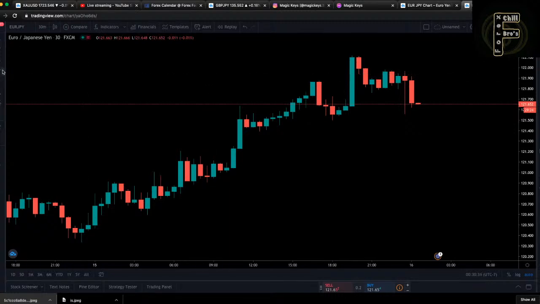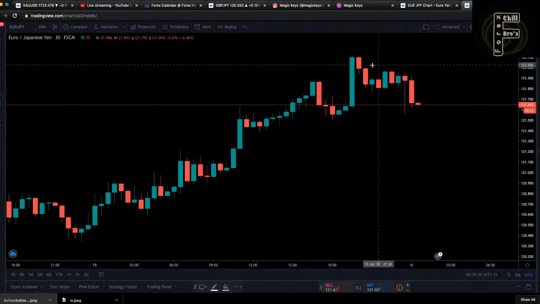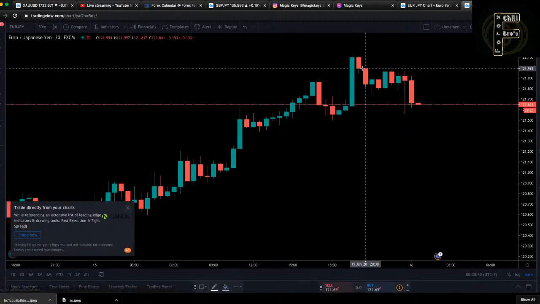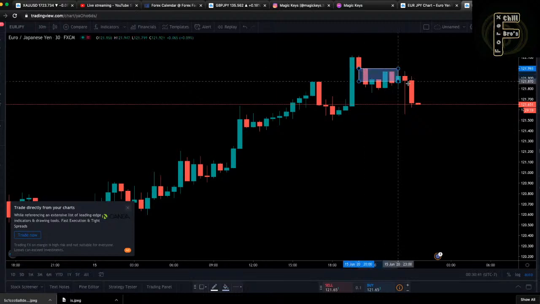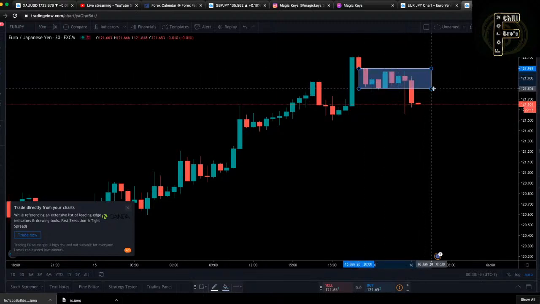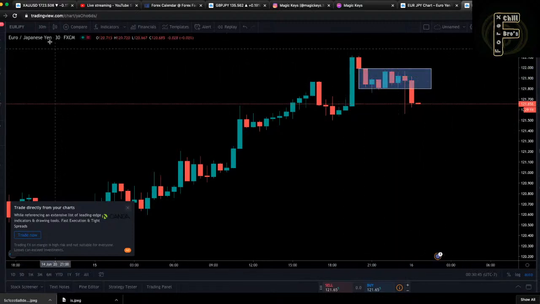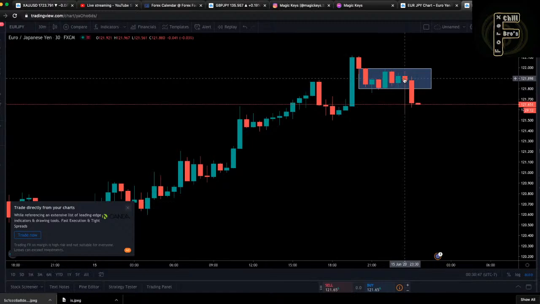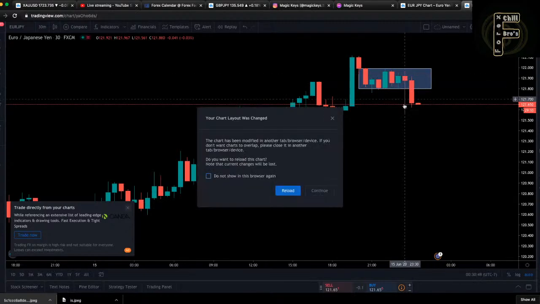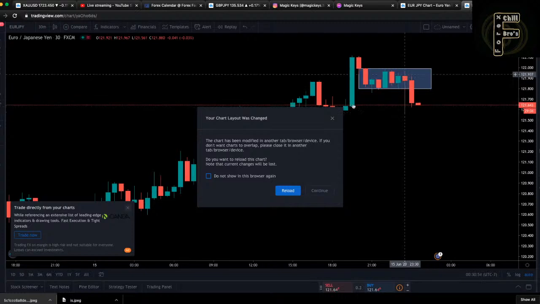This was a range. I'm not a big fan of range. But you see, this is a 30 minutes candle, price broke all the way down, and see how it closed. It went back in to close in the range.